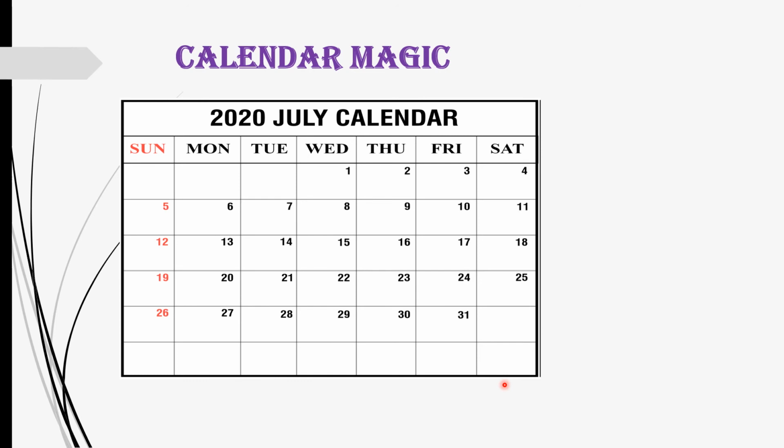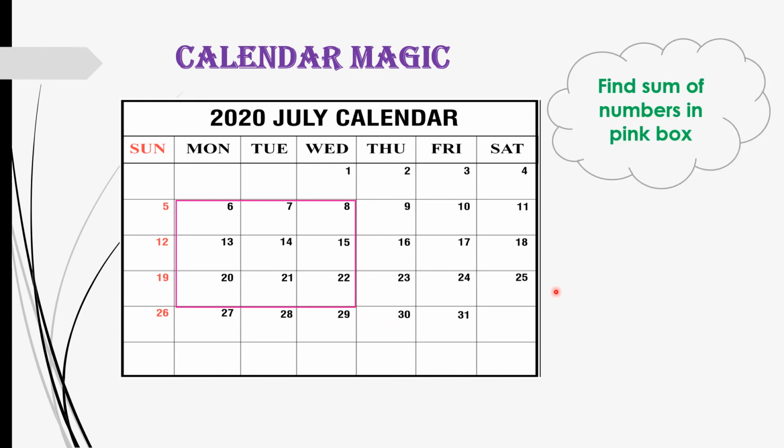Now I am going to teach you magic calendar. Okay, so I have the July 2020 calendar with me and I just marked a pink border on numbers 6, 7, 8, 13, 14, 15, 20, 21, 22. I just made a box here and you need to find out the sum of the numbers in the pink box. Okay, for this I will teach you one trick so you can find the sum without adding all these numbers. So what is the number given to me in the center of the pink box?